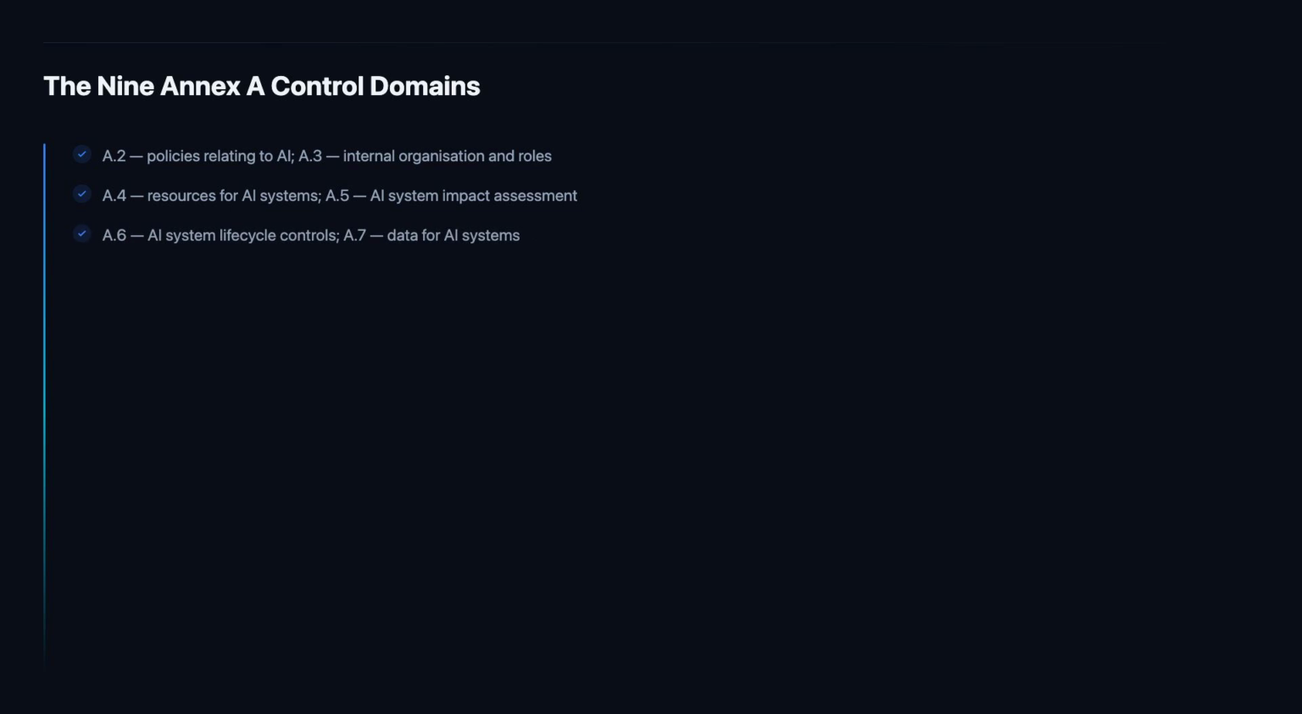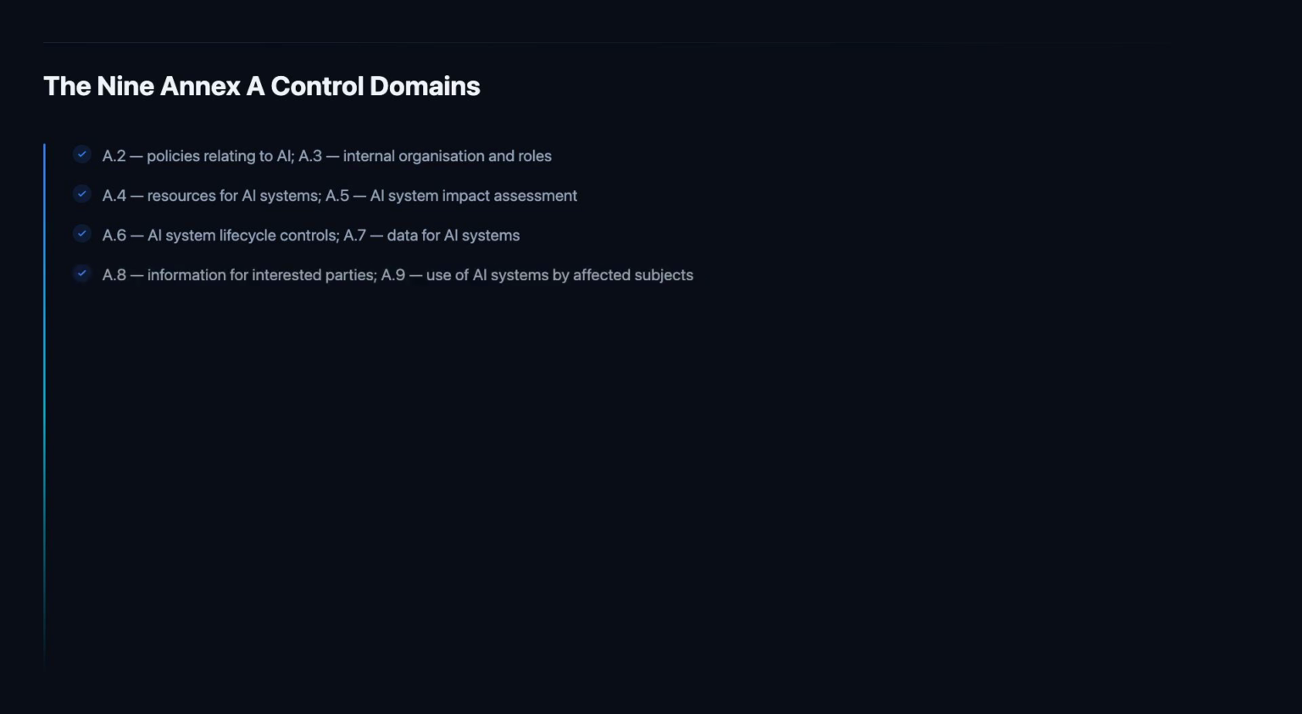Domains A.6 and A.7 govern the operational core of AI system management. A.6 establishes lifecycle controls that apply from AI system design and development through to deployment, monitoring, and decommissioning, ensuring governance is embedded at every stage of the AI system lifecycle rather than applied as an afterthought. A.7 addresses data governance for AI systems, covering requirements for data quality, data provenance documentation, data minimization, and the governance of training and evaluation datasets.